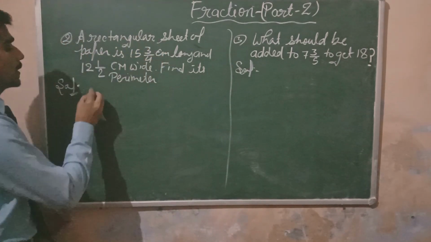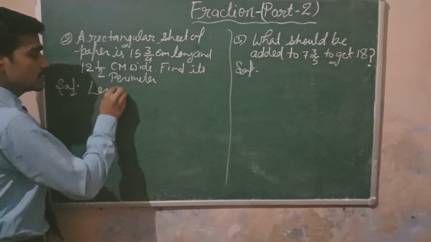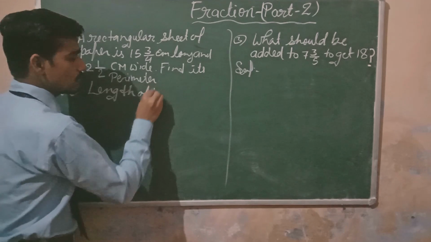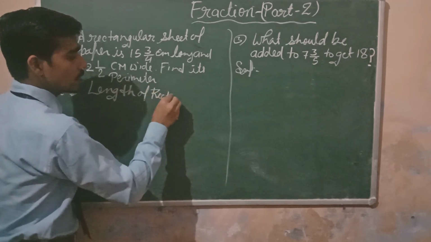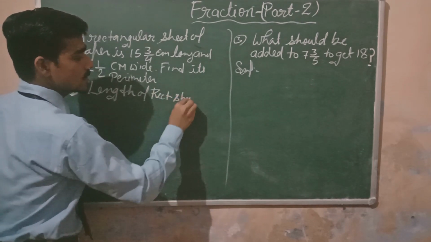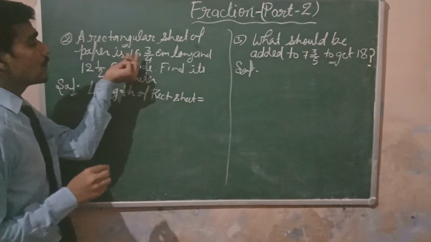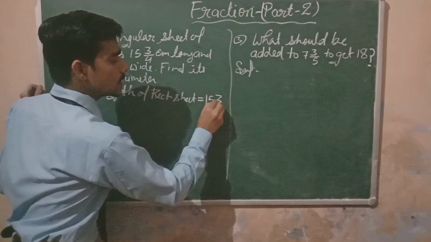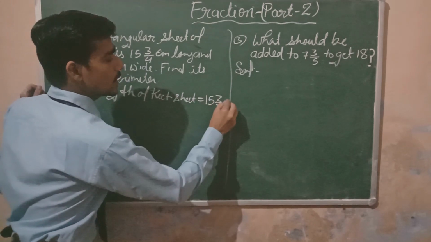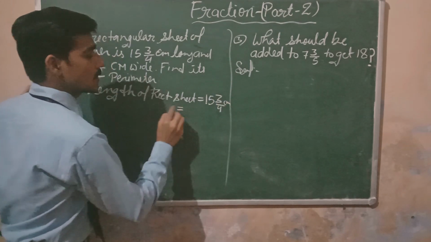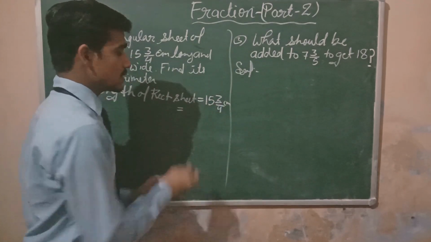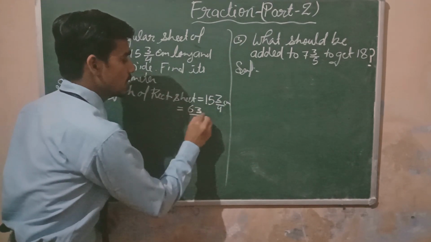Rectangular sheet of paper, you will write length of rectangular sheet is equal to 15 into 3 by 4 centimeter. 15 fours are 60 and 60 plus 3, 63 by 4. Clear?